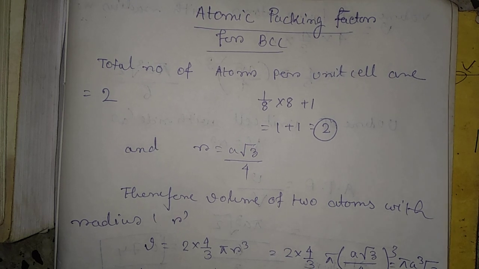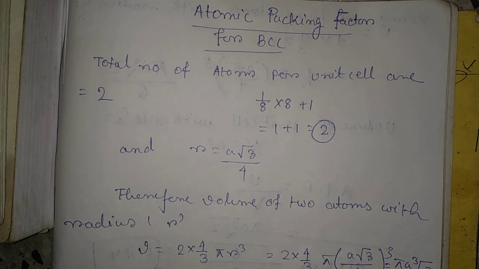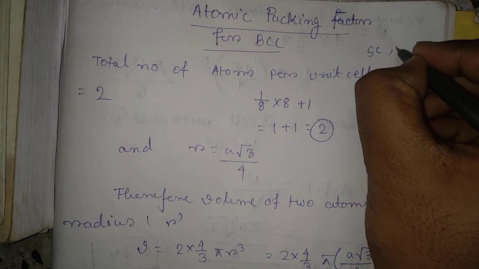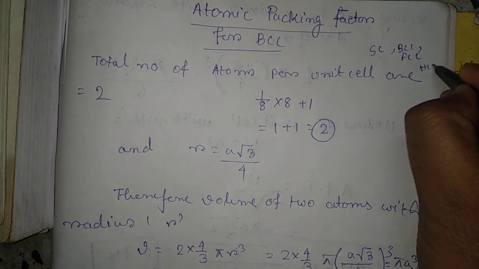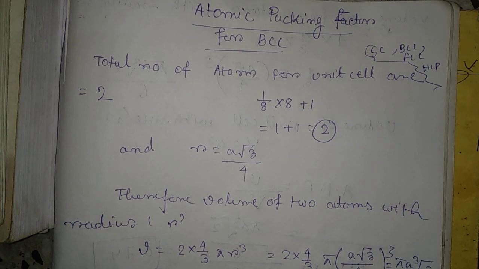Welcome back, students. Today we'll discuss the atomic packing factor of the BCC structure. We know that metallic crystal structures basically have four types: simple cubic structure, body centered cubic structure, face centered cubic structure, and hexagonal close packed. So there are four metallic crystal structures: SC, BCC, FCC, and HCP.